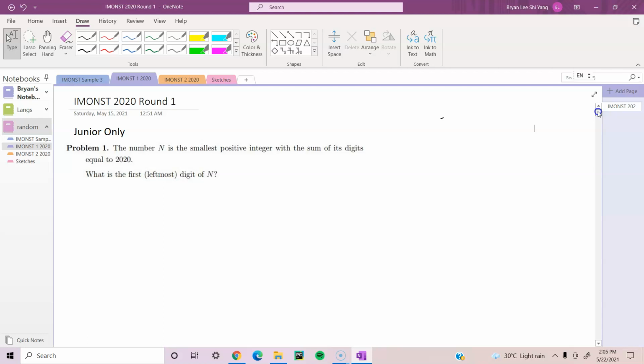I hope so. So for problem 1, the number n is the smallest positive integer with the sum of its digits equal to 2020. What is the first leftmost digit of n? This is quite an easy problem. So if we want the smallest positive integer, one of the things that we need to realize is that the lesser the number of digits, the better. So lesser digits is the best thing.